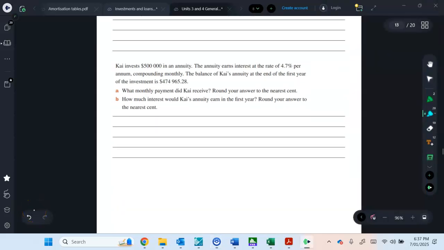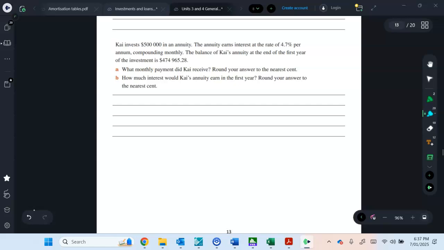All right, moving along. Kai invests $500,000 in an annuity. The annuity earns interest at the rate of 4.7% per annum, compounding monthly. The balance of Kai's annuity at the end of the first year, so end of the first year, so that's important, of the investment is this. Okay. What monthly payment did Kai receive?